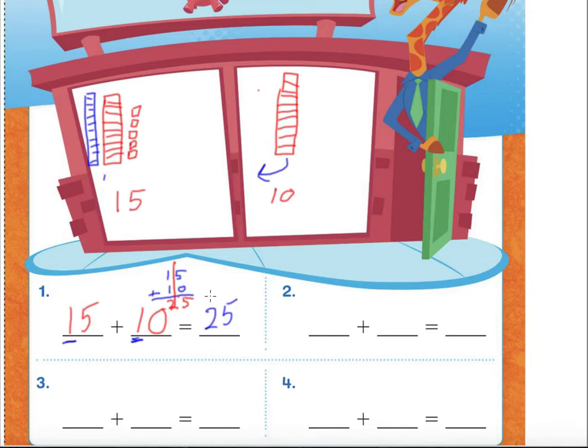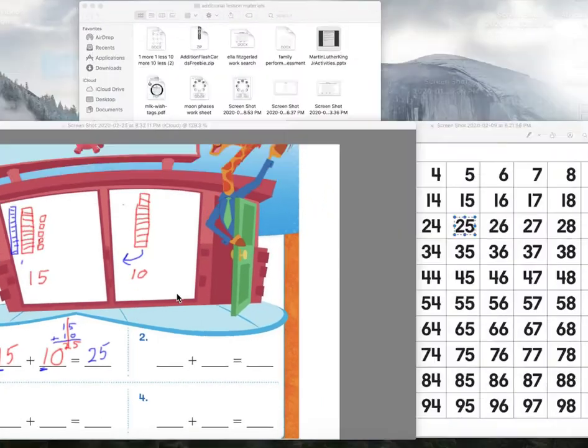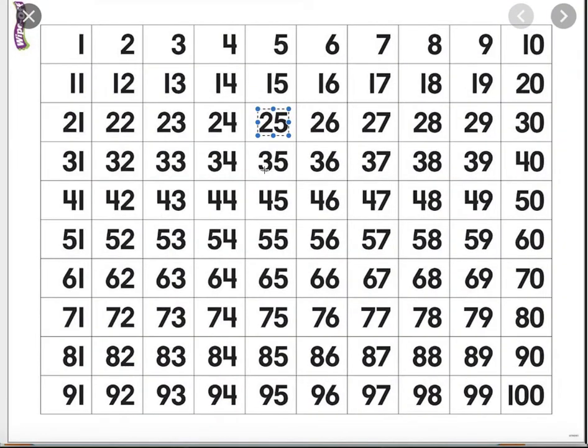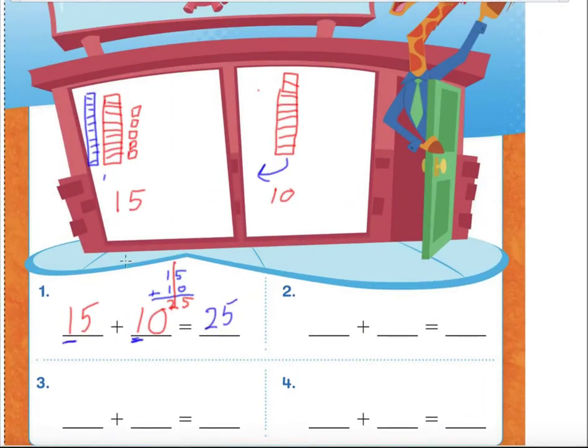And to show you another way, like we were using yesterday, so 10 and 15. So we're going to find 15. And 10 has just one 10, so it's one jump. Boop. It brings us right down to 25. So even with our 100 chart, we checked our work and we got the same answer.